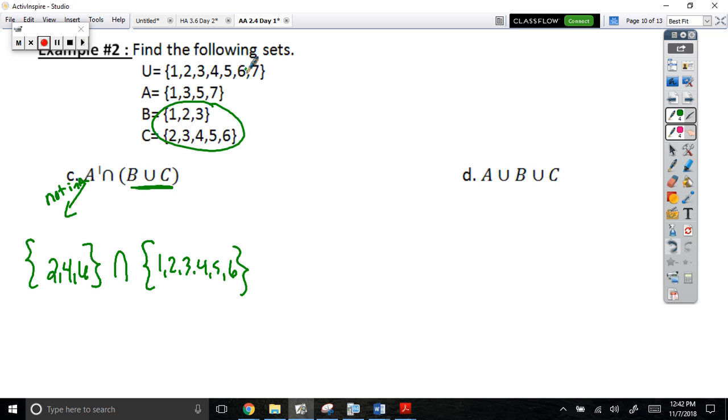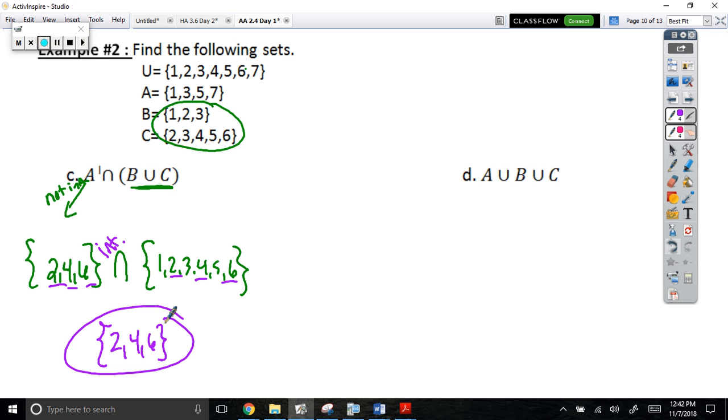Now, the symbol is intersect. So now we're looking for common. So they do have a 2 in common, they have a 4 in common, and they have a 6 in common. I'm only checking your final answer.